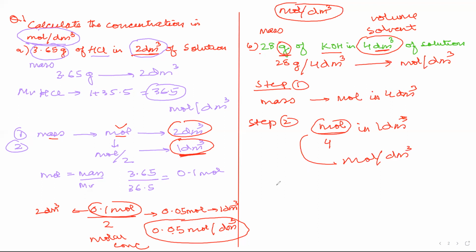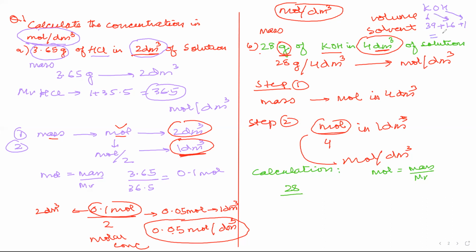Let's proceed with the calculation. So 28, using the same formula. What is the formula? Moles is equal to mass over Mr. So we need to calculate the number of moles as we have done in step 1. This is basically 28 grams divided by the Mr of KOH. Now Mr of KOH: potassium is 39, plus 16 for oxygen, plus 1 for hydrogen. So Mr is basically 56.